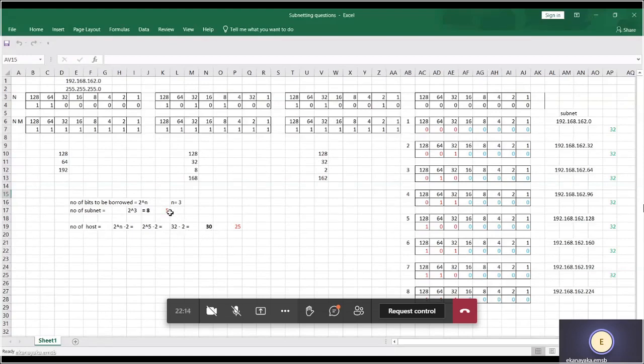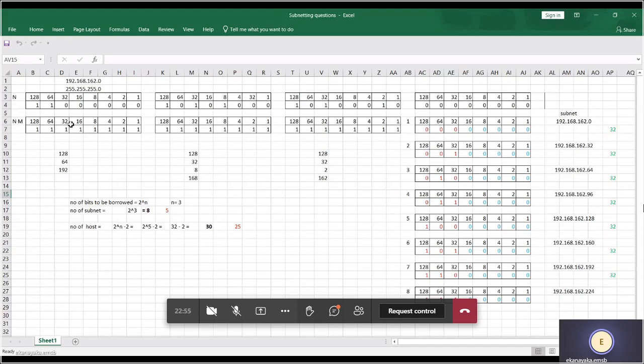So the requirement is 5, but you can make 8. The requirement is 25, but you can make 30. And these are the 4 octets that we are going to utilize for this question. For 192, 168, and 162 I have written the binary patterns, and the host side is the remaining 8 bits, right?